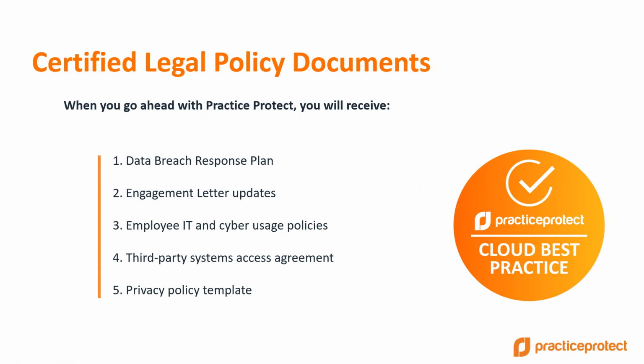What you'll also receive is a full policy document set. So basically, you've got a data breach response plan, the engagement letter update. So data breach response plan is if there is a breach, what are you going to do about it? So we'll give you a template to assist in thinking about, if I do have an email breach, who do I contact? What do I do? What are the next steps?